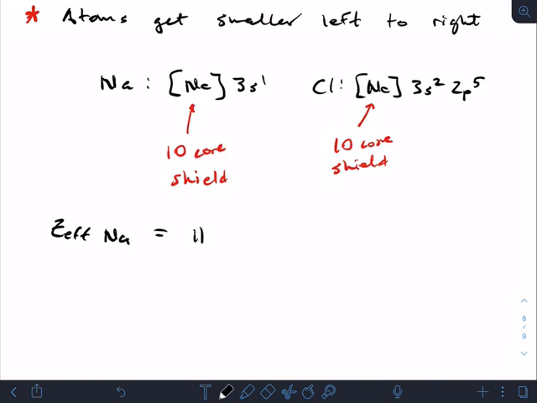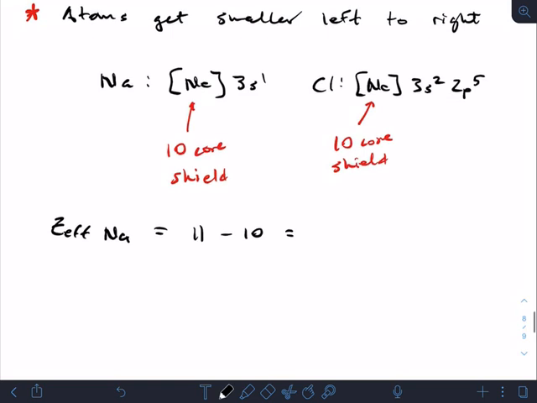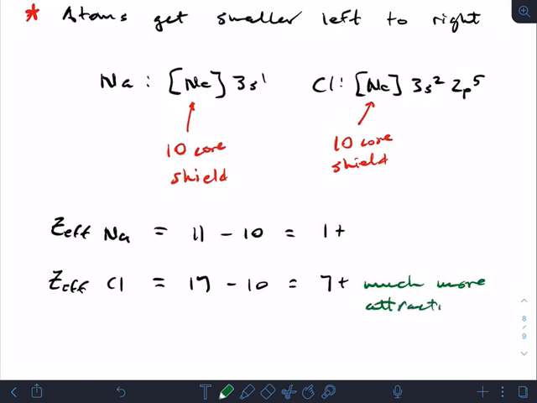So Z-effective for sodium, we have Z of 11, an atomic number of 11, minus 10 core electrons, gives us a Z-effective of 1 plus. Z-effective for chlorine, we have an atomic number of 17, minus the same number of core electrons, means that Z-effective is 7 plus, meaning that there is much more attraction to the nucleus. Okay? Greater attraction between the nucleus and the valence electrons means that everything gets pulled in tighter.